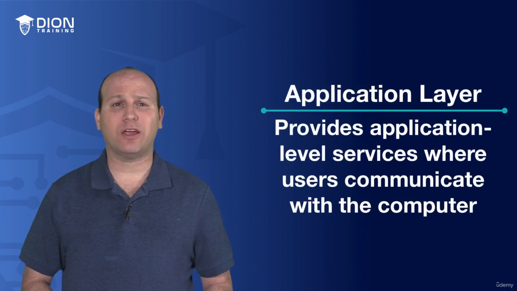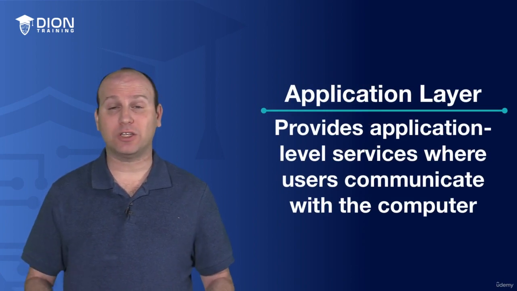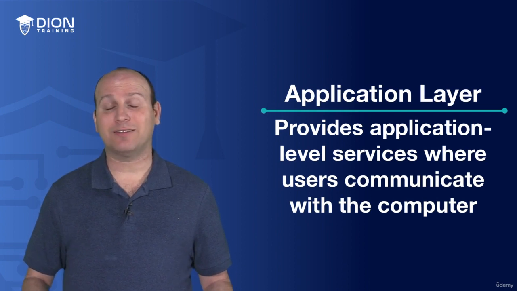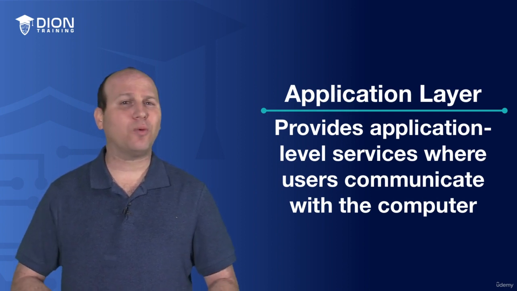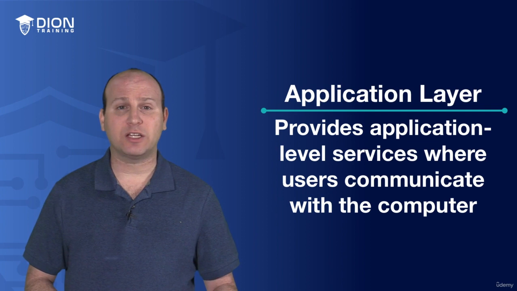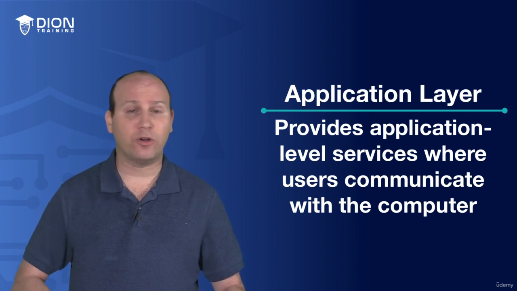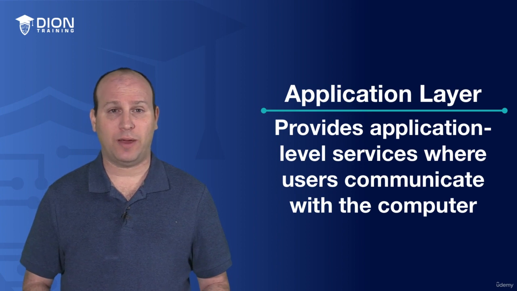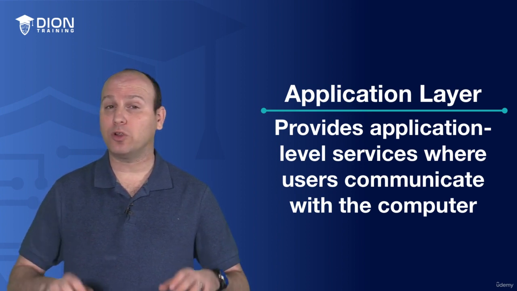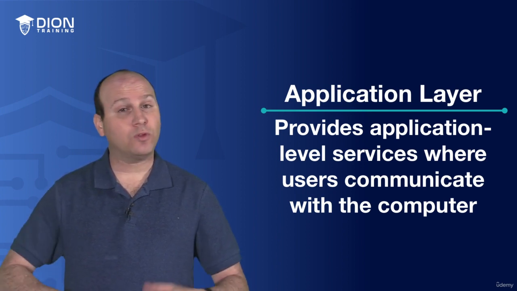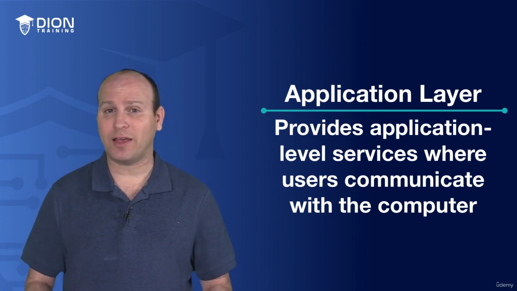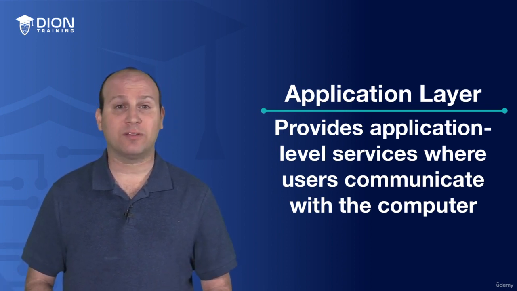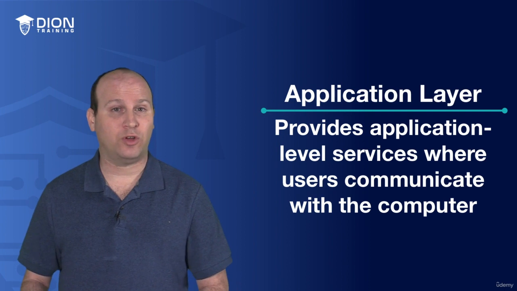The application layer is going to provide all of your application level services, which makes sense since it's the application layer. But I don't want you to think about an application like Internet Explorer or Chrome or Word or PowerPoint or Notepad. That's not the kind of application we're talking about. We're actually going to be talking about more lower level applications. When we talk about applications in the OSI context, we're really talking about things like file transfer or network transfer.